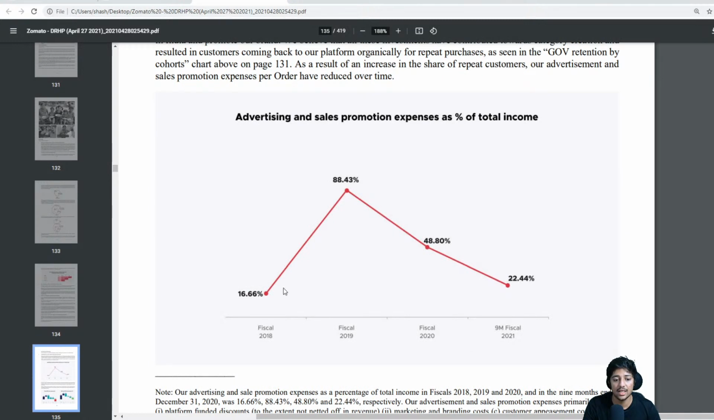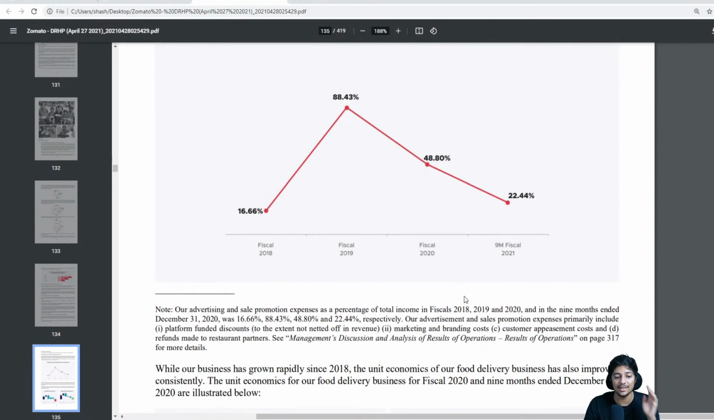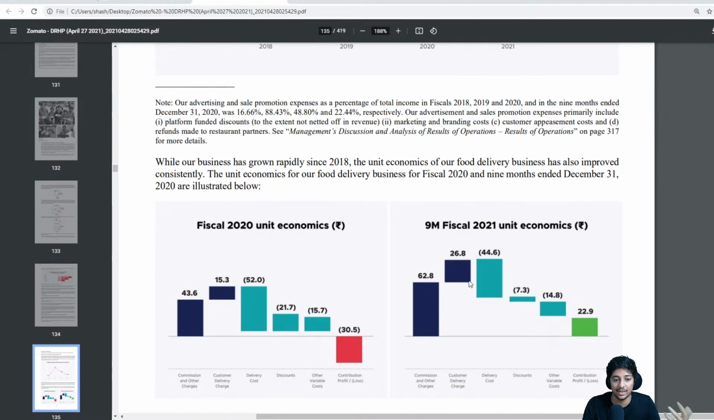Now, look at this. In 2018, their advertising and sales promotion expense as a percentage of total income was 16%. In 2019, 88% of the total income was advertising. That means almost all the money in 2019 they pushed into advertising. Then they reduced it by half in 2020 to 48%. Now they didn't necessarily reduce it. It might be the same amount because it's a percentage. Maybe their sales grew. That's also a possibility. And now it is at 22%. So the lower it is, the better for an individual investor.